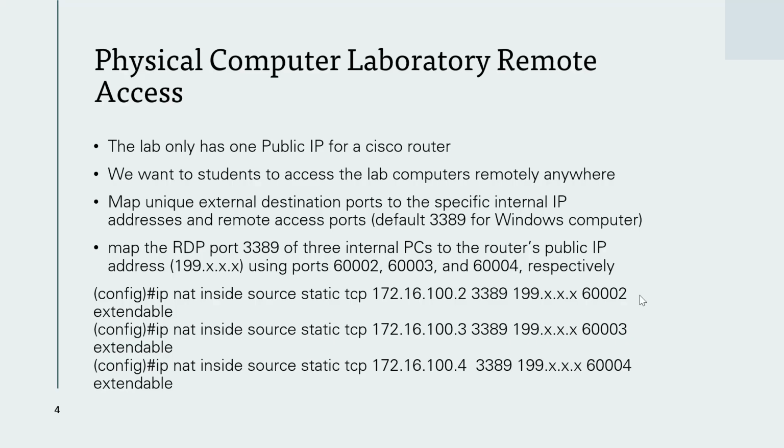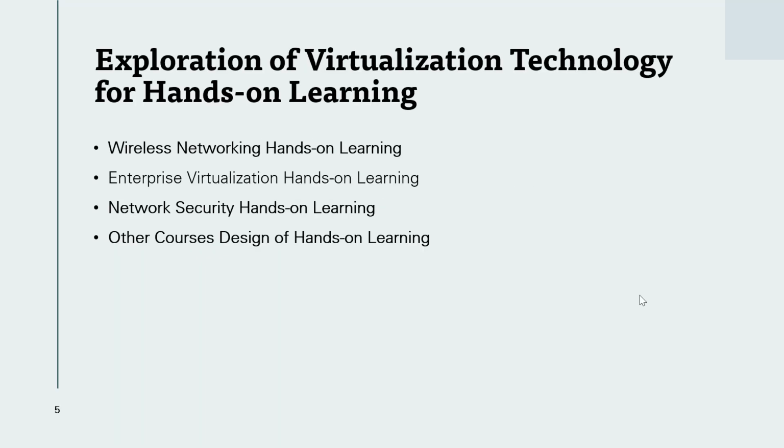So after the configuration, for the students, they just need to run the Windows Remote Connection app, and the IP will be the router public IP 199.something plus the port number. So all these computers we make available remotely for online students. And next, we will discuss several individual course designs for hands-on learning development.